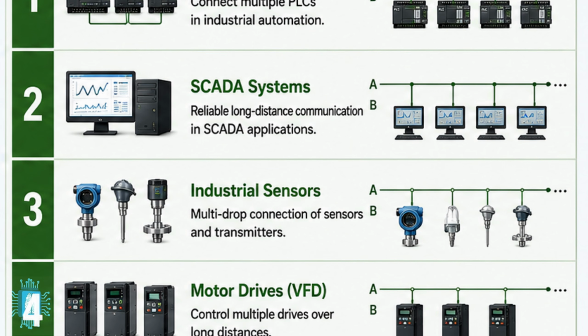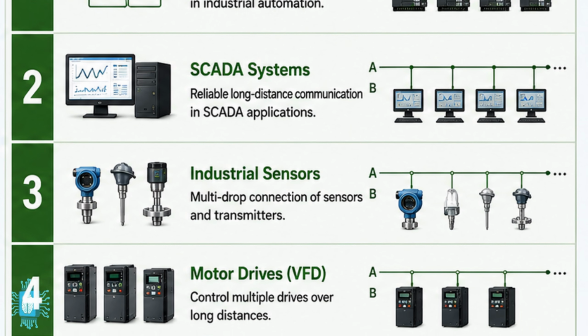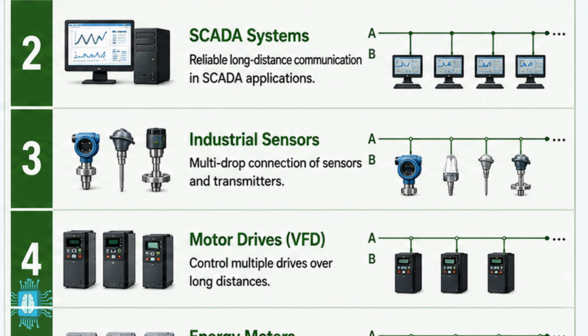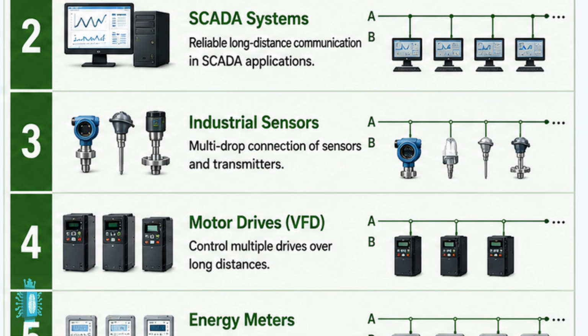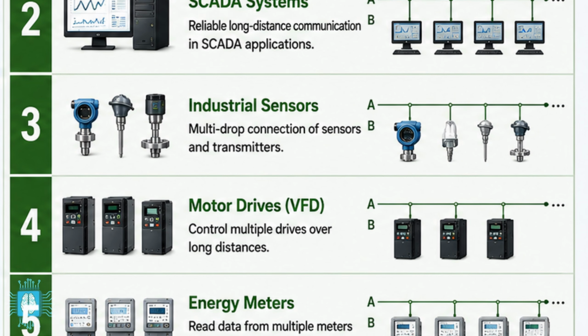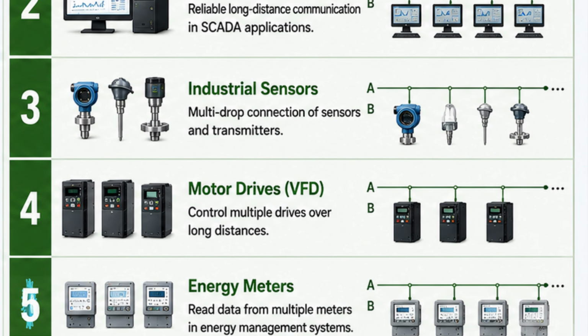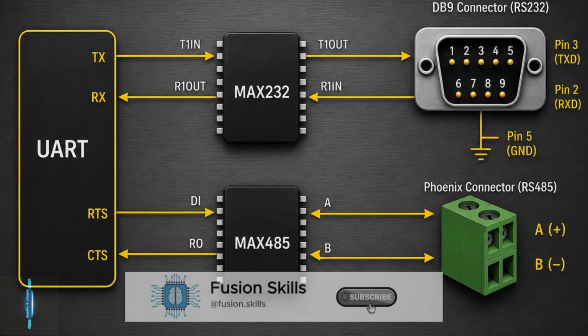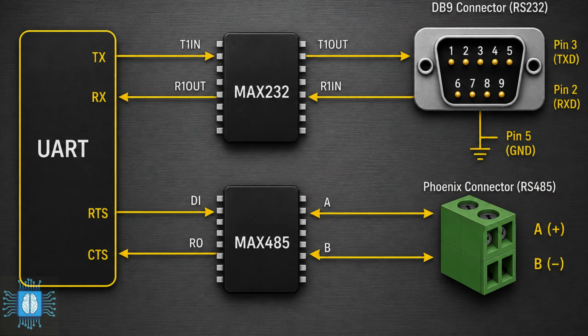So, if you only need to connect one device to another, RS232 is usually the right choice. But if you need a reliable industrial network with many devices sharing the same communication line, RS485 is the standard you'll most likely find. Now, let's take a closer look from a technical point of view.